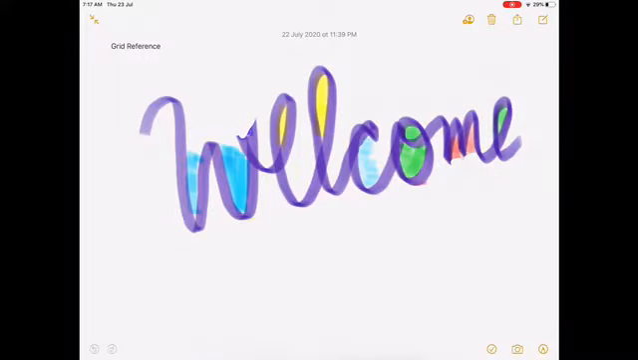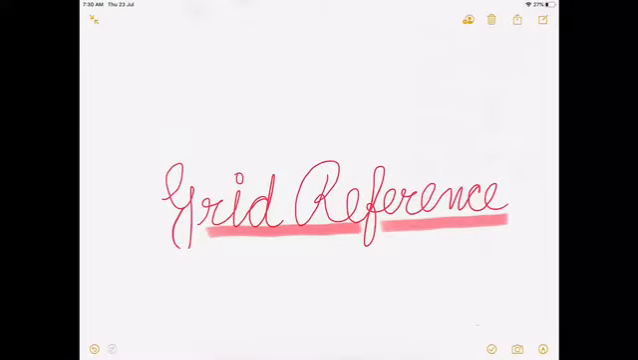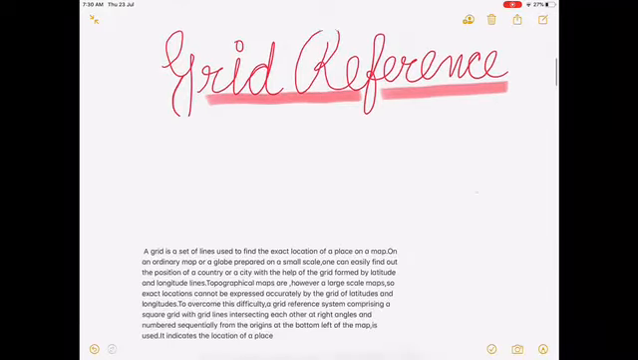Welcome again, children. Let's continue with the topic interpretation of topographical maps. Today I will start with grid reference.